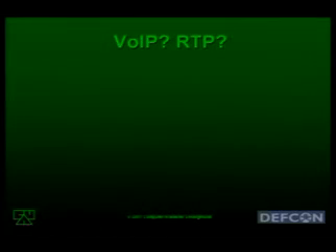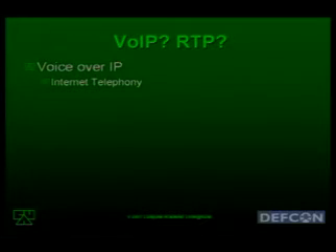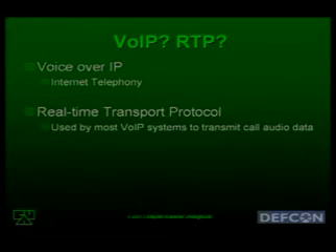So, VoIP and RTP. Again, real briefly, this is one slide. If you don't know what voice over IP is, it's basically internet telephony. It's what a lot of the traditional telephony networks are moving towards. RTP is the real-time transport protocol. Other than IAX, almost all other VoIP protocols utilize this for the audio channel of the call. There's a number of different signaling protocols used. There's SIP, H323, IAX, some others, but almost all of them use RTP for the audio.